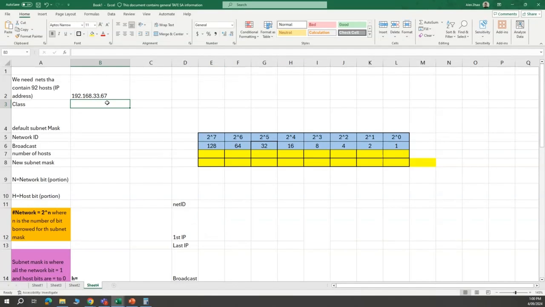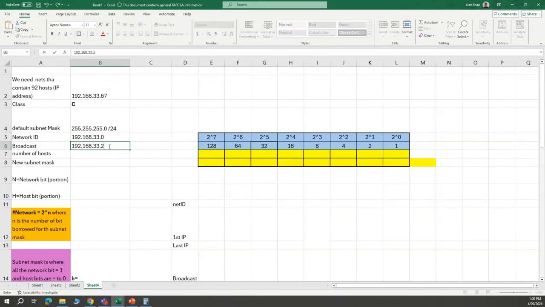So again, this is a class C. We've kept it all simple for you guys. The default subnet mask is 255.255.255.0, which is /24 because of the 24 bits used. The network ID, if we do the Boolean AND, is 192.168.33.0. The broadcast is going to be 192.168.33.255. And the number of hosts is always going to be 254. And that's that. But the question is, we need number of hosts.